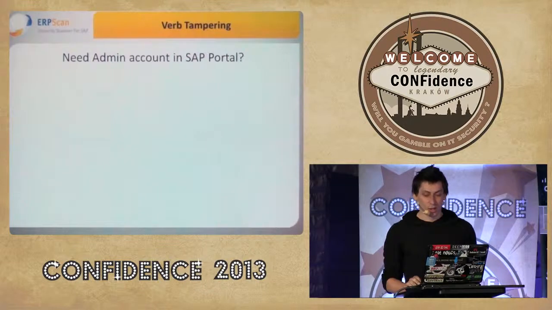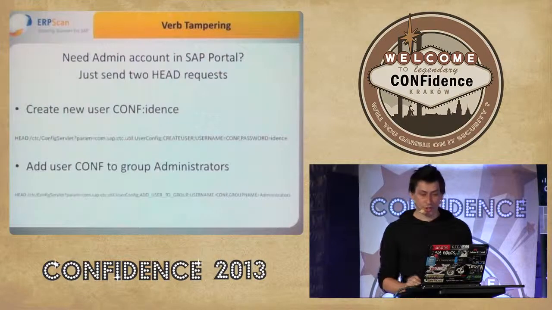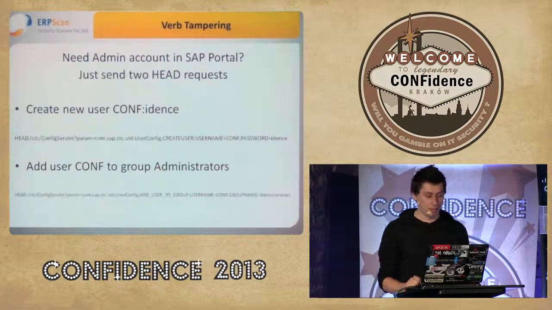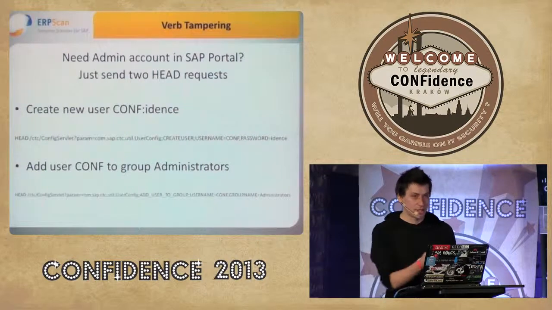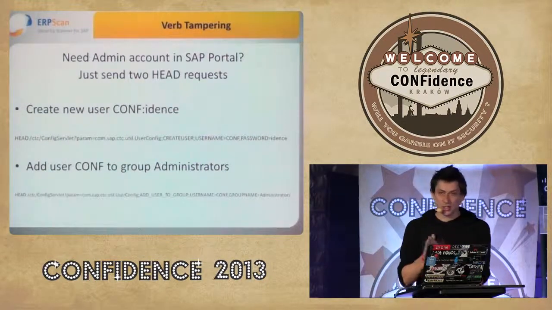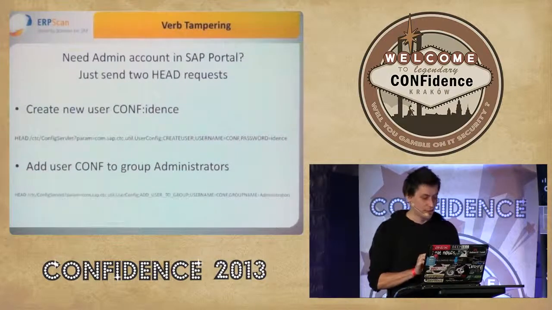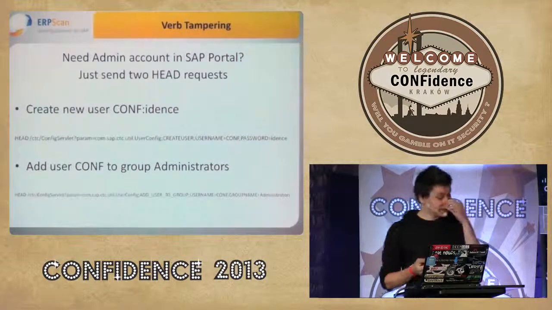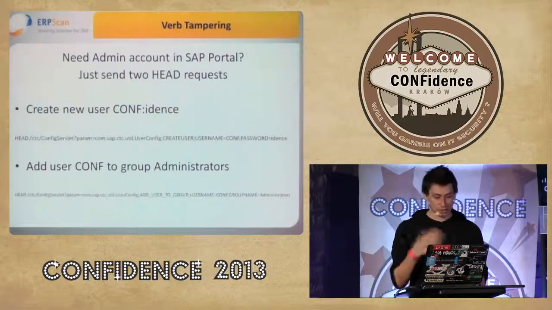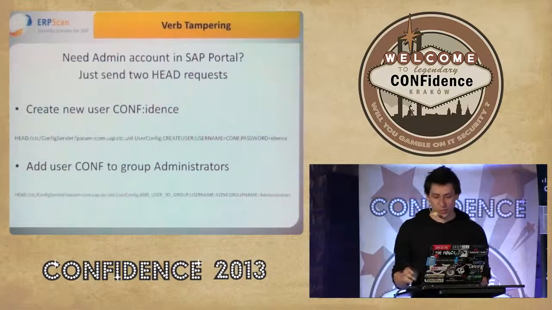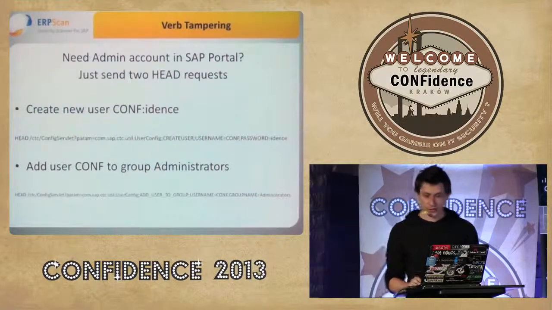This means we can send a request to create a user and another one to add them to a privileged group like administrator. On this slide, I show how you can send two HEAD requests, one for creating a user with a password, and after that, we send another HEAD request to add them to the group administrator. Only two simple HEAD requests, and we are administrator in the SAP portal without any authentication.